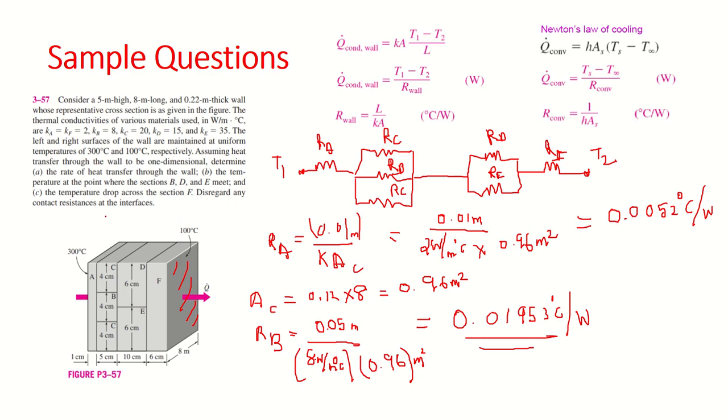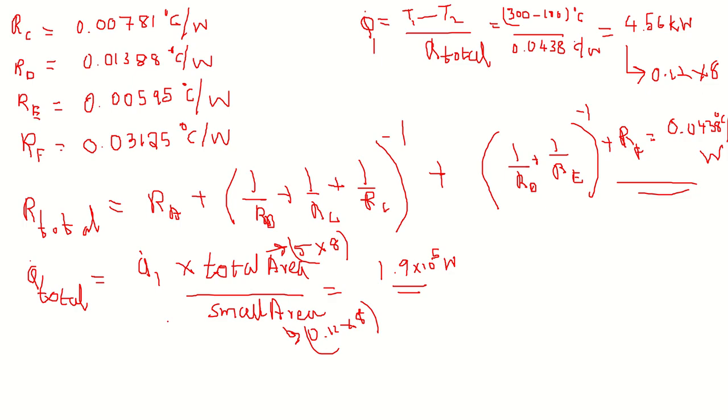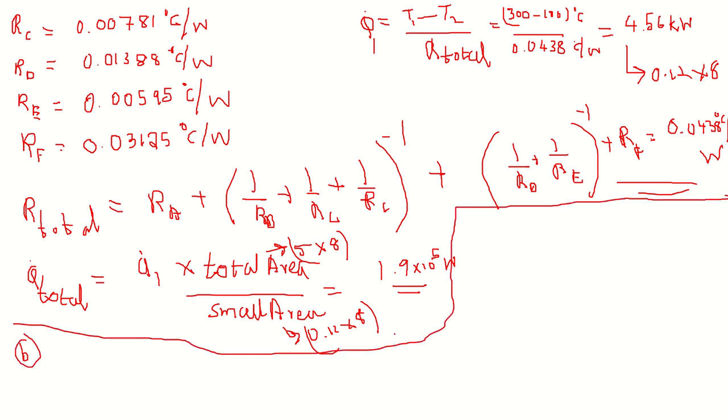So that was our first part of the question, which is rate of heat transfer through the wall. We found the rate of heat transfer through the complete wall. Now the temperature at the point where section B, D and E meet, we need to find temperature at this point. Which is an easy one. It's not that hard. Okay, now let's do part B.